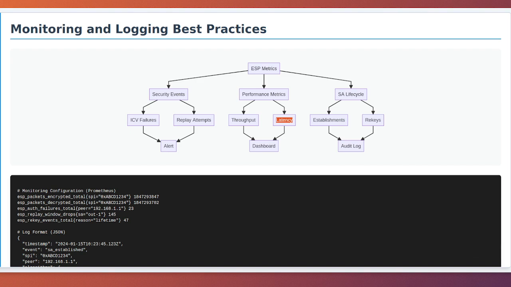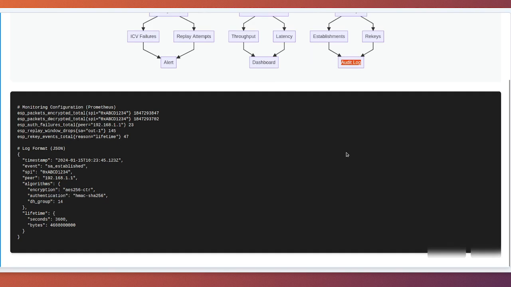SA lifecycle events should be comprehensively logged for security auditing and troubleshooting. Log every SA establishment with details, including peer addresses, negotiated algorithms, and key lifetimes. Rekey events should note whether they were triggered by time or byte count limits. SA deletions should be logged with the reason: normal expiry, administrative action, or error condition. Track failed negotiation attempts with detailed error codes to identify misconfigurations or compatibility issues.